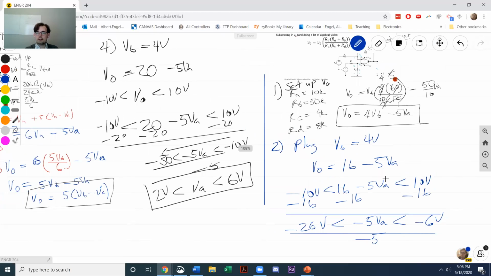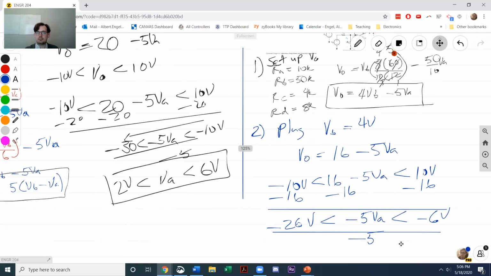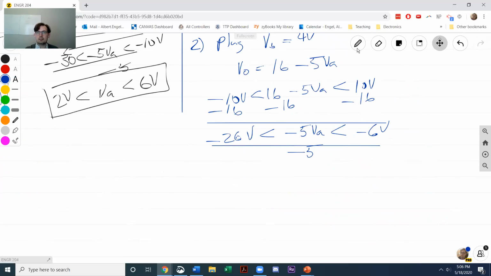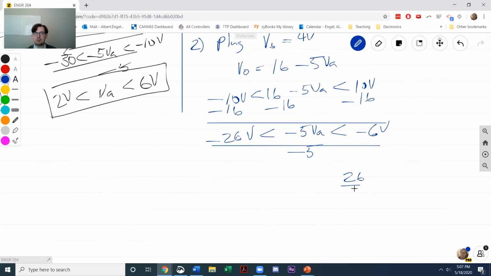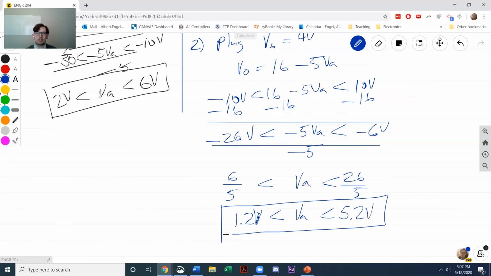What do I mean by that? Let's go ahead and zoom back in. When I do that, these things are going to kind of invert each other. And this is going to move over here, so this becomes 26 divided by 5. That's going to become my max now. And this is going to move over to the other side. That's going to look like 6/5 over here. And in the middle, I've got VA. I can simplify this and say this is 1.2 volts and this is 5.2 volts. So now I have the maximum and minimum value for VA.